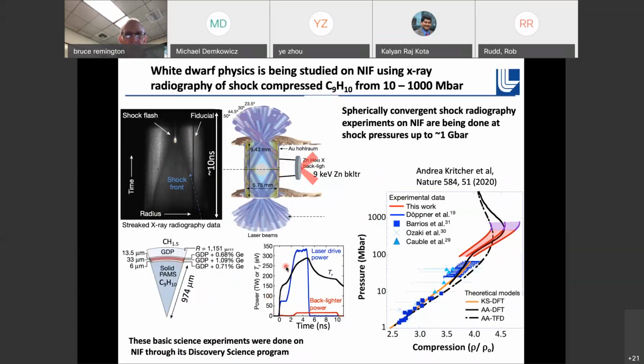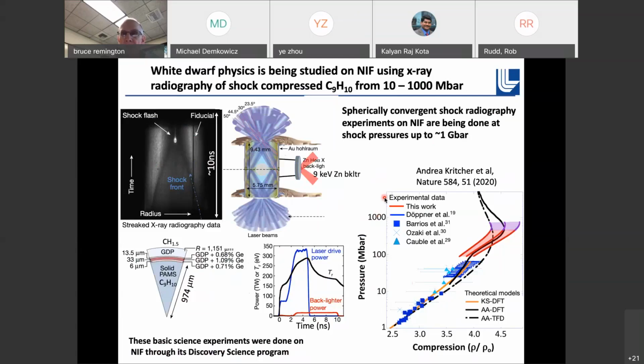You can see in the bottom middle, the laser power versus time. So it was an initial step and then a ramp compression. Here's the radiation temperature going up to about 300 eV in the peak. And then the backlighter is delayed a bit to make the measurements at the highest pressures.